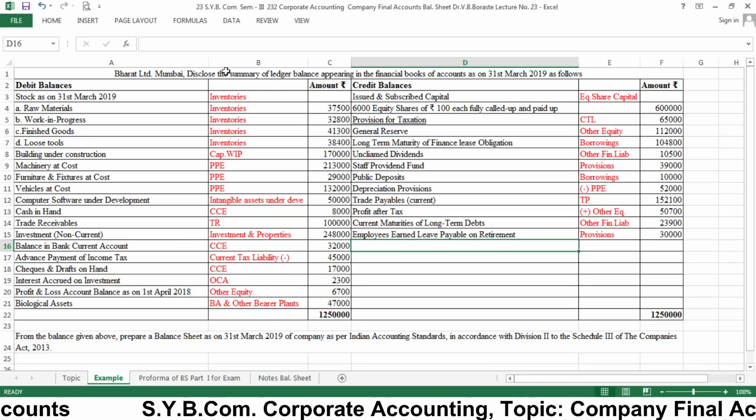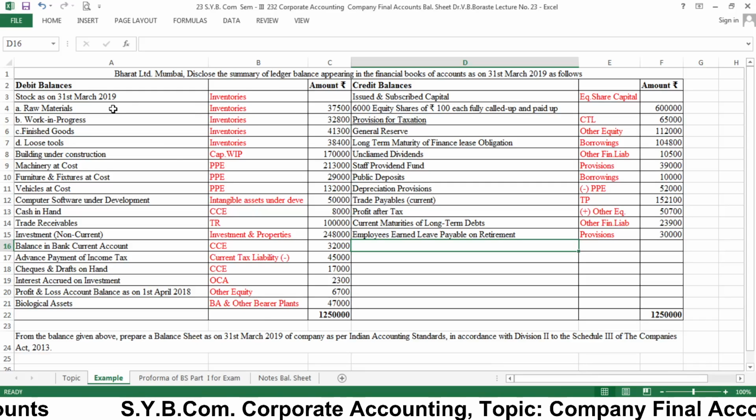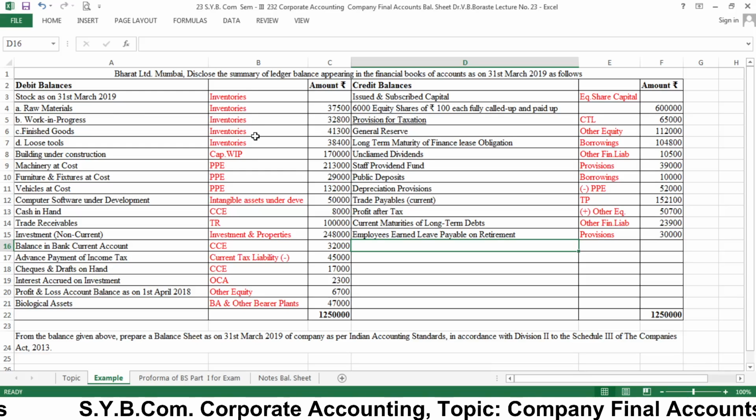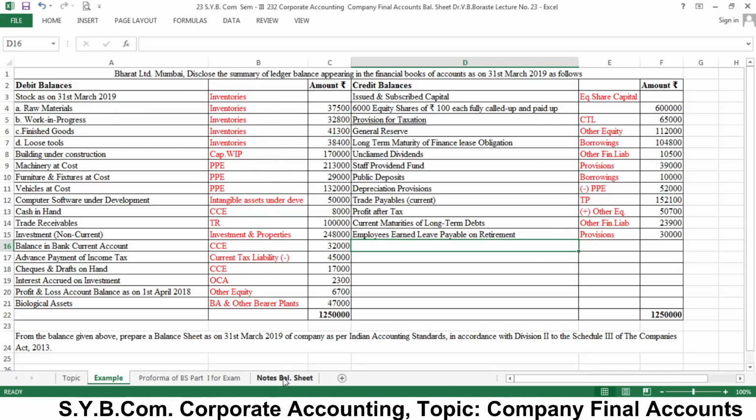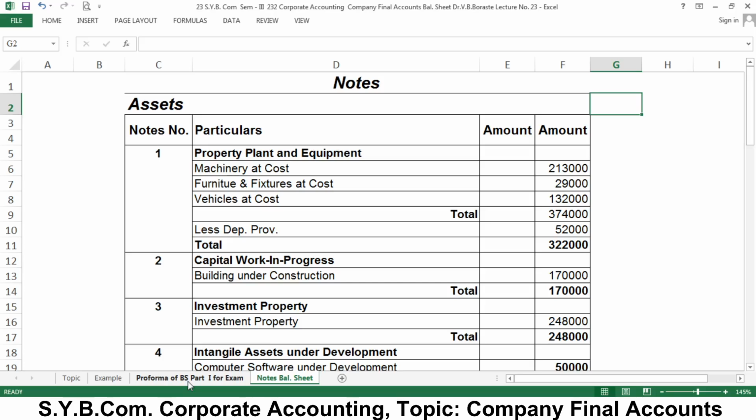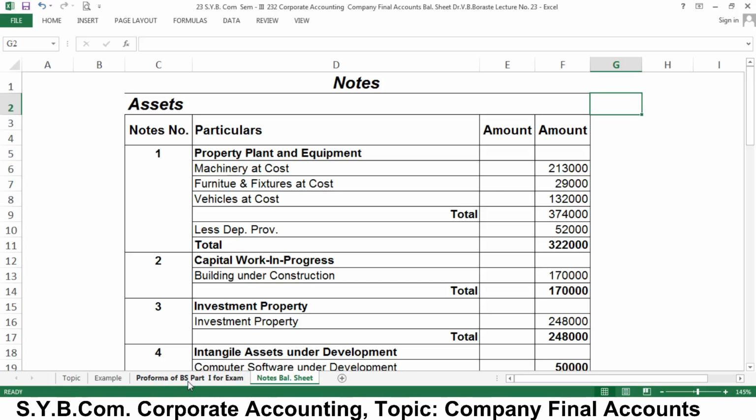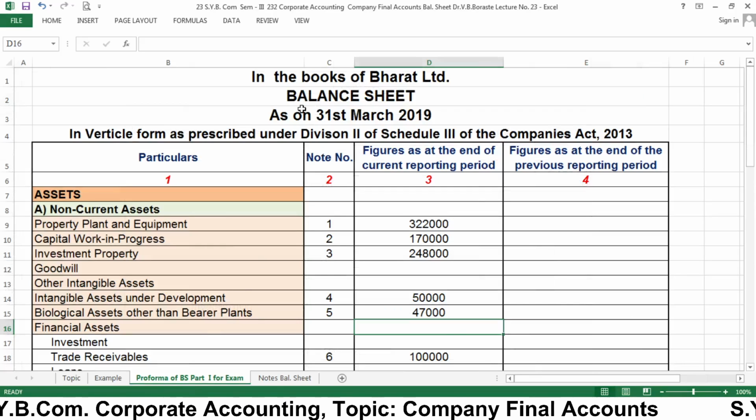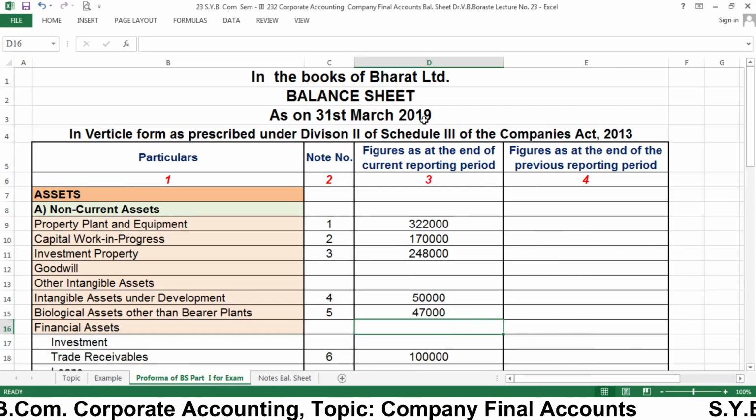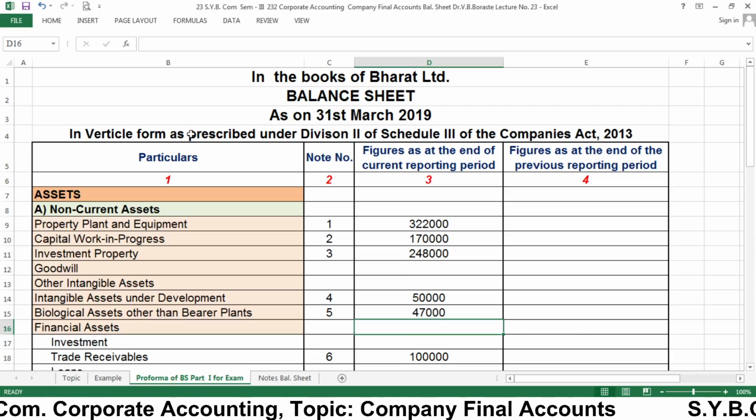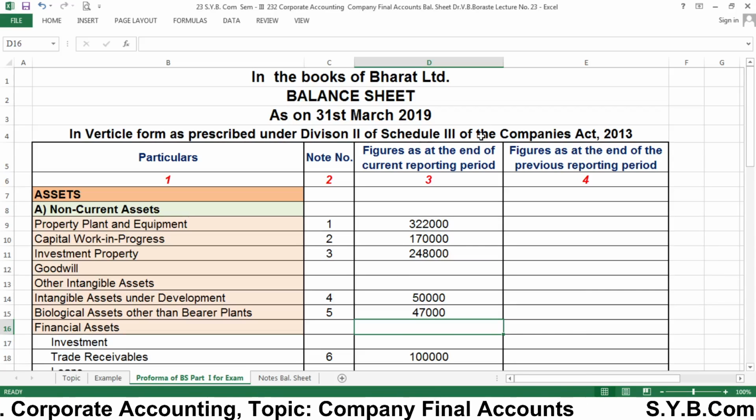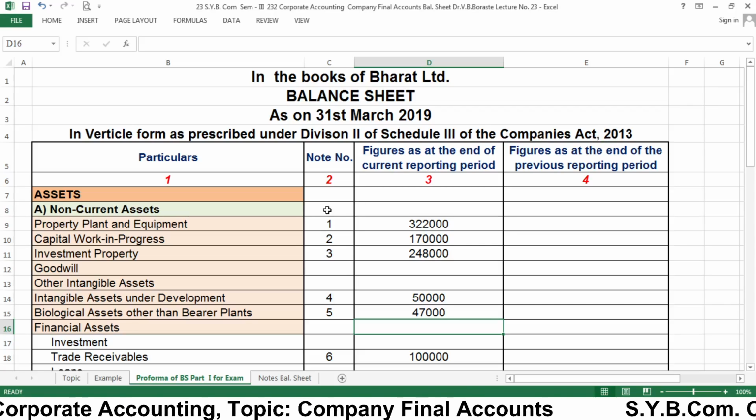So here we are. When we have written down the proper head or proper note name, then we are able to solve this example. After that, we can solve the balance sheet. So here is the balance sheet in the books of Bharat Limited, balance sheet as on 31st March 2019. It is in vertical form, as prescribed under Division 2 of Schedule 3 of the Companies Act 2013.